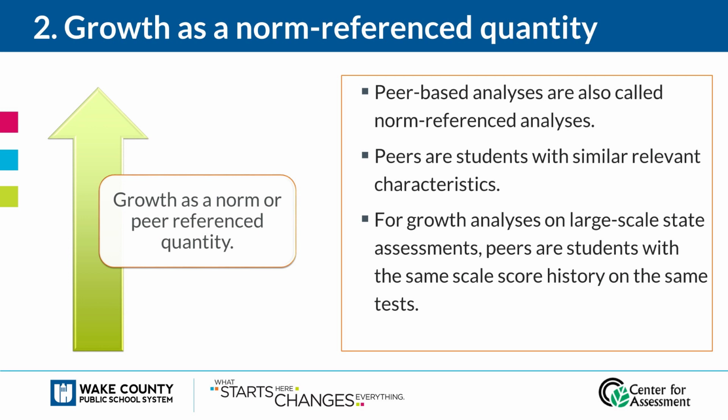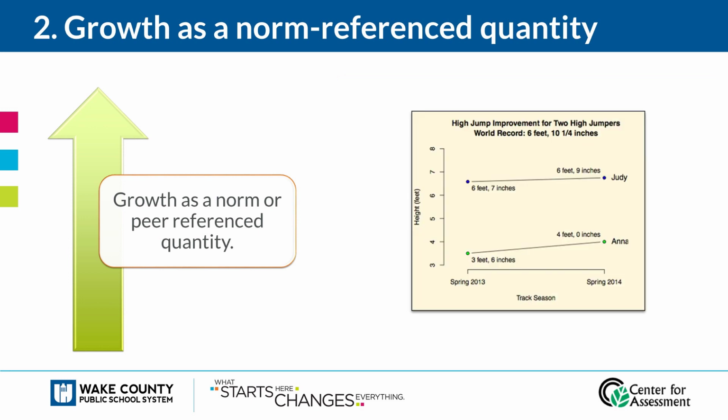Peer-based norms are invaluable in providing context for stakeholders to understand student growth. As we saw in our high jumpers example, it made little sense to compare Judy's and Anna's progress directly to each other. It would make much more sense, however, to make such comparisons to their respective peers. Most approaches to calculating student growth on large-scale assessments use such a peer-based approach in some way.